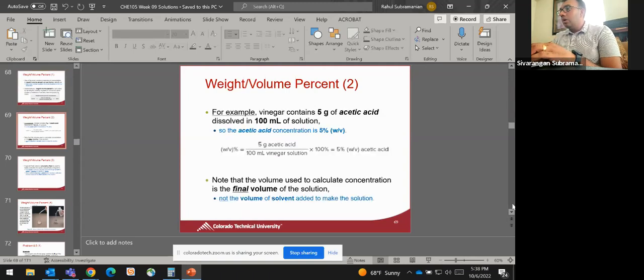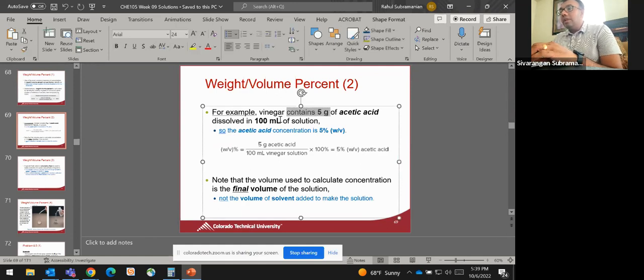Okay, so how do you do this? Vinegar contains 5 grams of acetic acid dissolved in 100 milliliters of solution. So the acetic acid concentration is 5%, weight per volume. Why is it weight over volume? Because it is saying 5 grams of acetic acid in 100 milliliters of solution. So weight over volume percentage is 5 grams acetic acid, the solute, in the numerator, and 100 milliliters of vinegar solution in the denominator, times 100%. And when you do that math, 5 over 100 times 100 gives you 5% concentration.